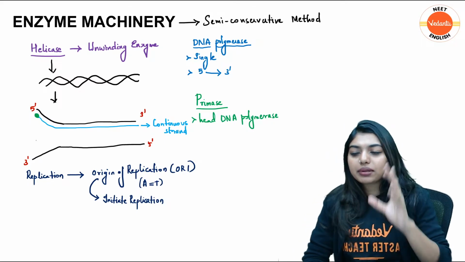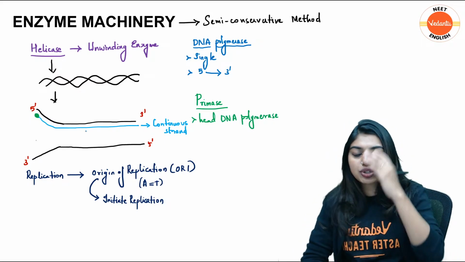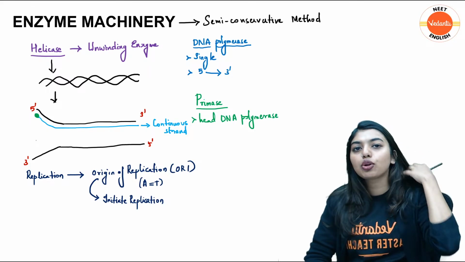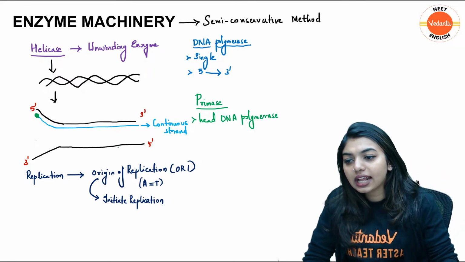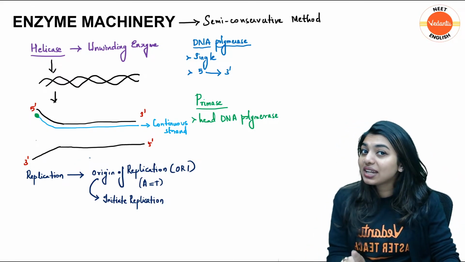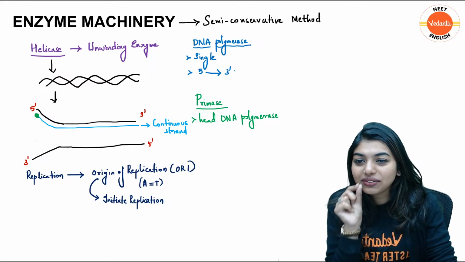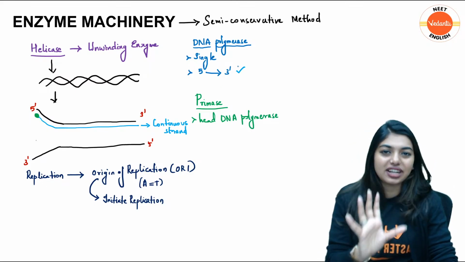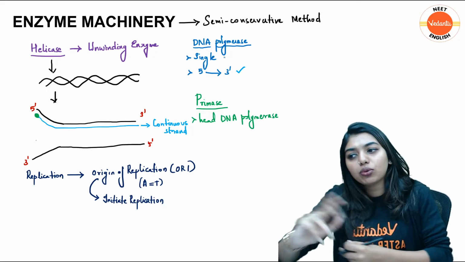Now the problem comes. One more strand we have. The problem is that the strand is from 3' to 5'. What is DNA polymerase's condition? I will only work on a strand which is 5' to 3'. Now the problem has come. Now what do we do?